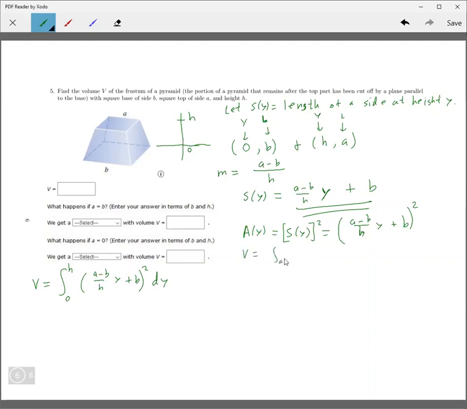It just comes from this, from c to d of A of y dy. C is 0, and d is h, the top height. Okay, so 0 to h are that. Okay, so we integrate this. Now this is the only variable. Everything else, a, b, and h, are just constants. Okay, so y is the only variable.